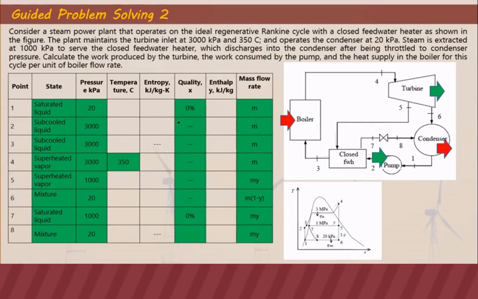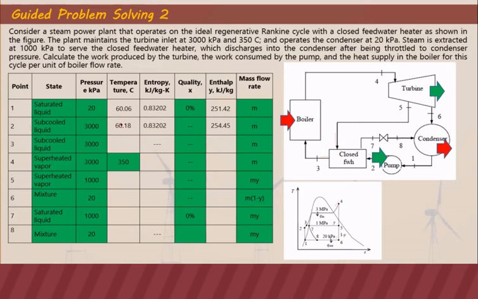So at point 1, this is a saturated liquid, as you can see here, and we are given a pressure of 20 kilopascal. Since this is a saturated liquid and we have one known quantity, we can get the unknown. And then at point 2, since 1 to 2 is isentropic pumping, we have the same entropy. Since we have entropy and pressure, we can use those two quantities to get the unknown for the subcooled liquid.